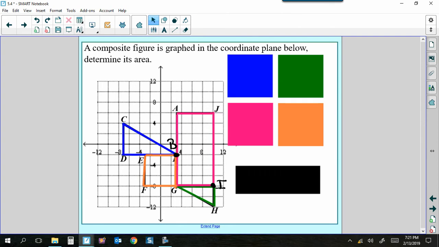So now that we have our 4 shapes, I'm going to ask you guys to pause this and go ahead and calculate your 4 areas, and then add them up to get your total area.